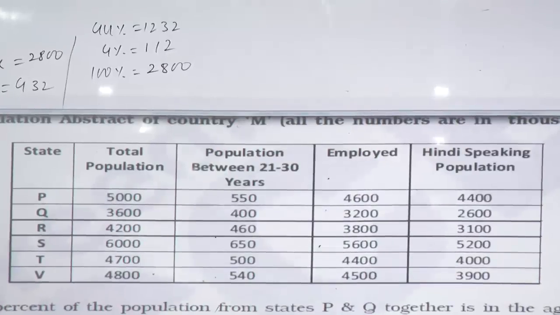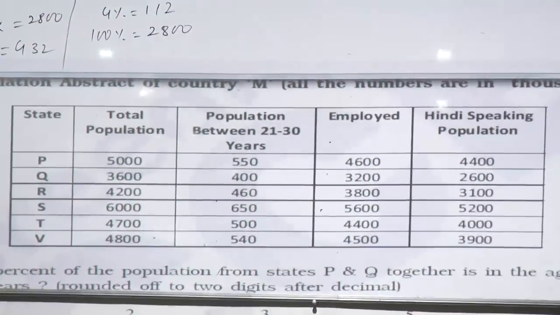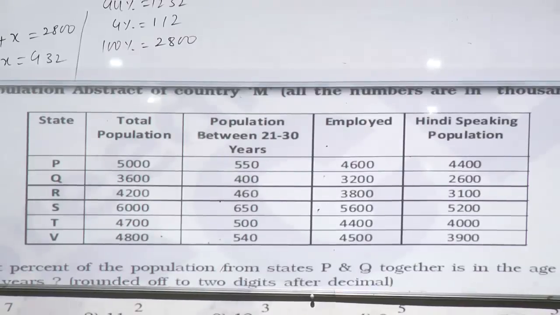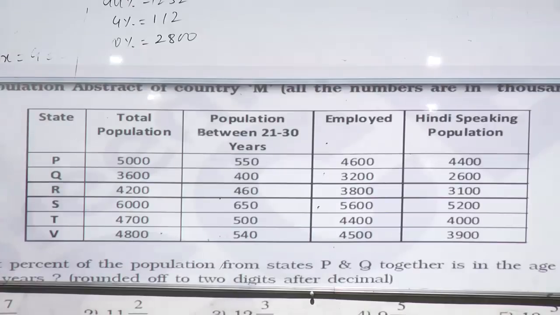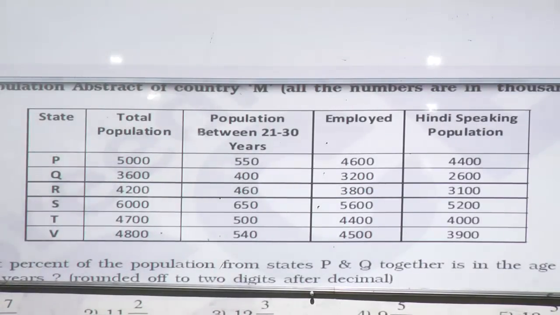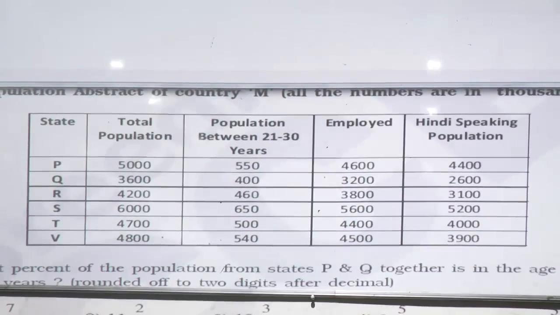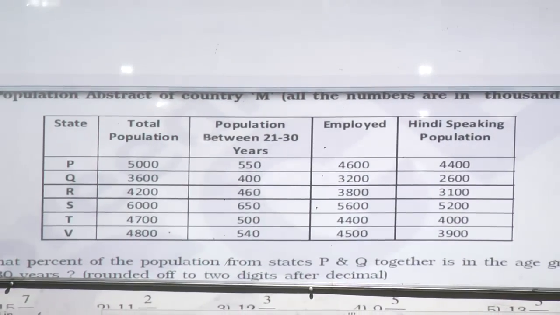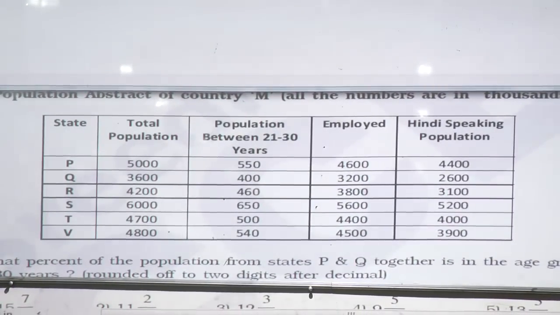Now, 56 to 60. Population abstract of country M. Okay. The total population for 6 states, population between 21 to 30, employed, Hindi speaking population. Come on, straight data. 56.